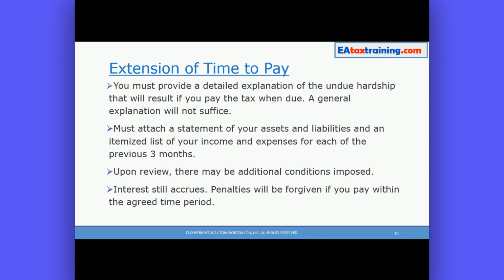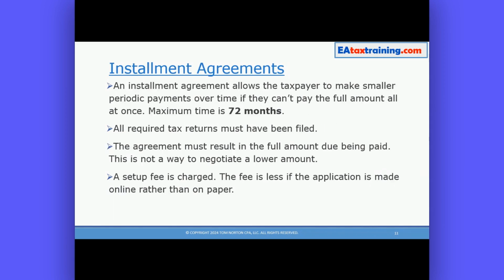So this is the real incentive to request this extension: you can get those penalties waived as long as you do in fact pay within the time period you say you are going to pay.